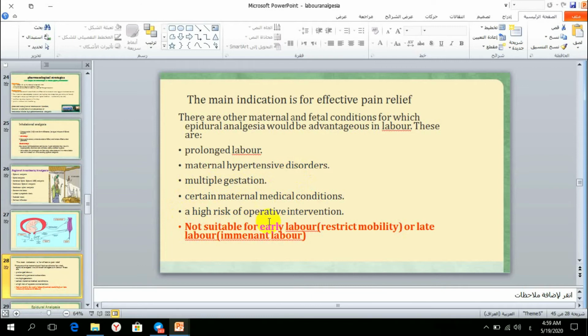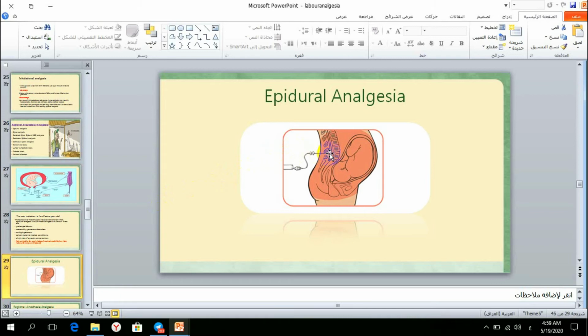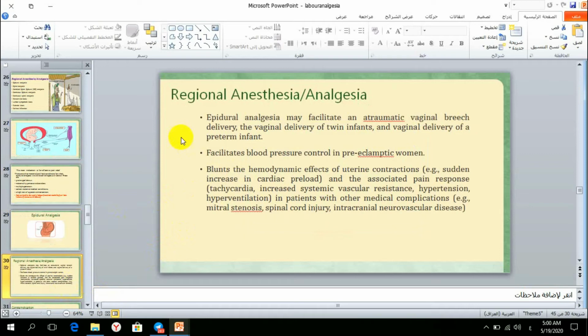Regional anesthesia and analgesia: epidural analgesia, spinal analgesia, combined spinal epidural analgesia, continuous epidural analgesia, continuous spinal analgesia, paracervical block, lumbar sympathetic block, pudendal nerve block, and perineal infiltration. هذول كلهم regional anesthesia يعتبرون.